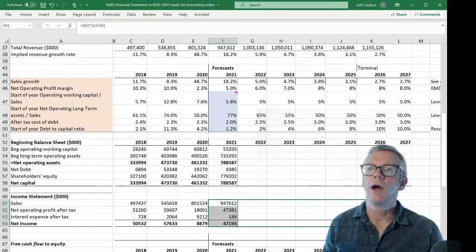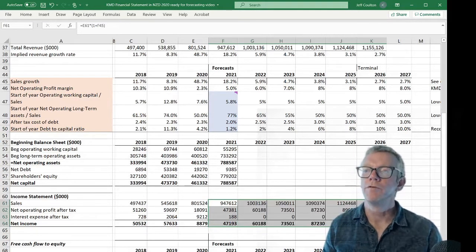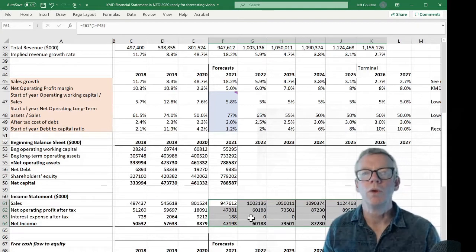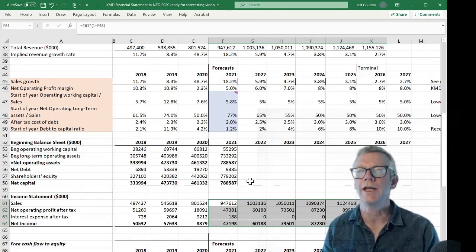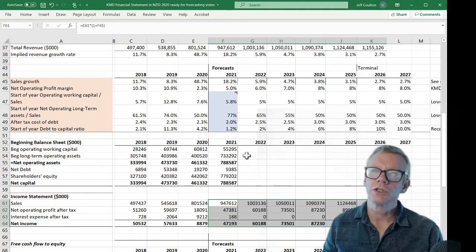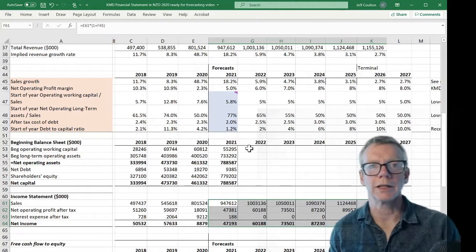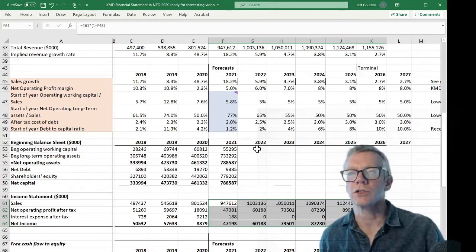Okay, we can easily get our income statements for the year, except we haven't got the net interest expense after tax figures auto-filling. The reason being is that we need our net debt figure. So let's go and create the 2022 balance sheet numbers. We'll do it like this.